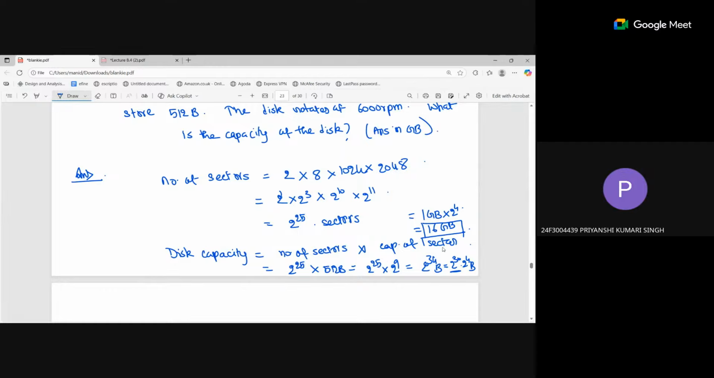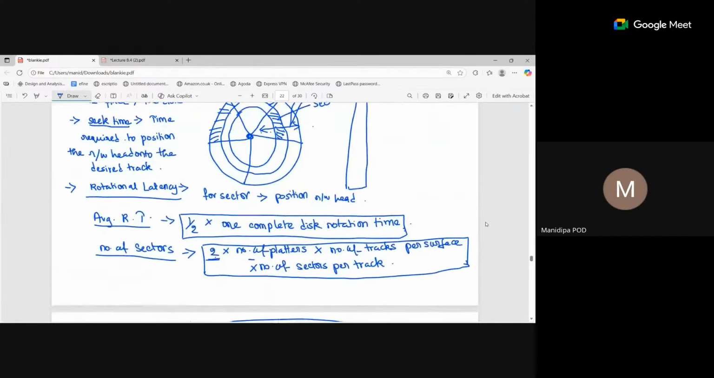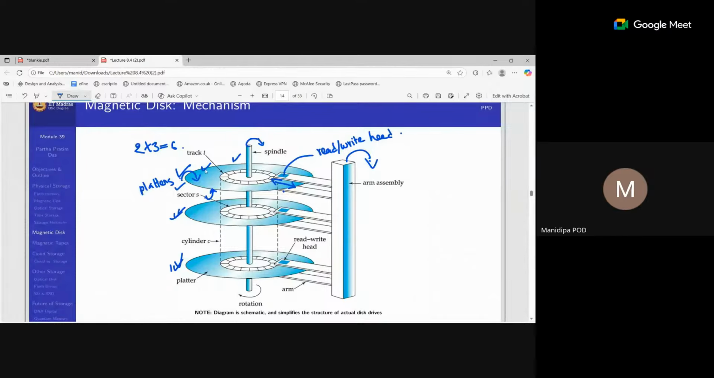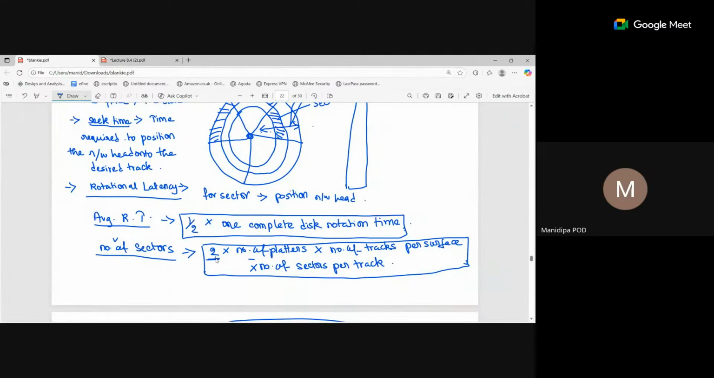Ma'am, can you please repeat how this number of sectors is coming? See, this is the formula that we just discussed. Total number of sectors: we have these different platters, these disks are called platters. Each platter has 2 surfaces, top surface and bottom surface. So in our formula we have 2 into number of platters, that is 2 surfaces per platter. Into number of tracks per surface, since on both surfaces there are tracks present, these concentric circles. Now each track has a number of sectors on it, so into number of sectors per track. This is the total number of sectors in the magnetic disk.